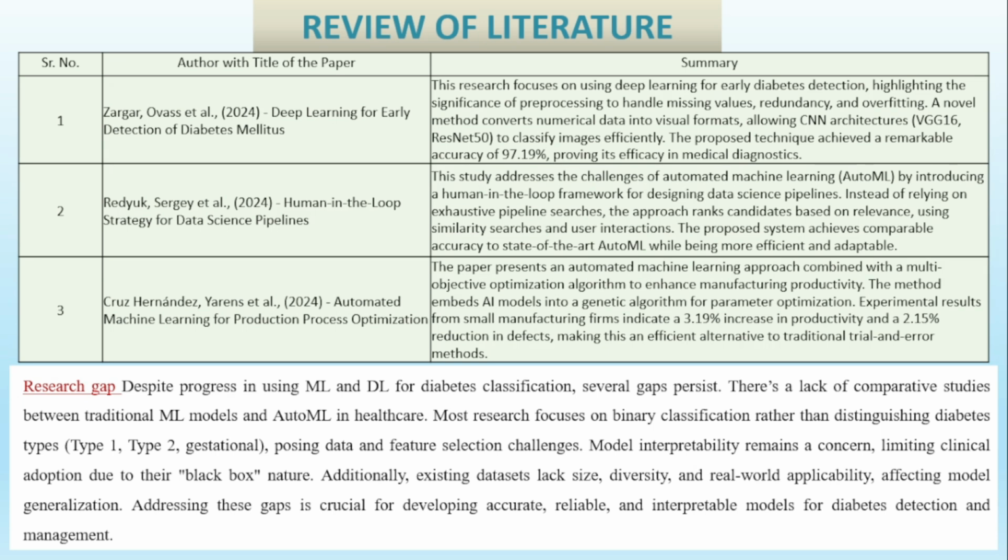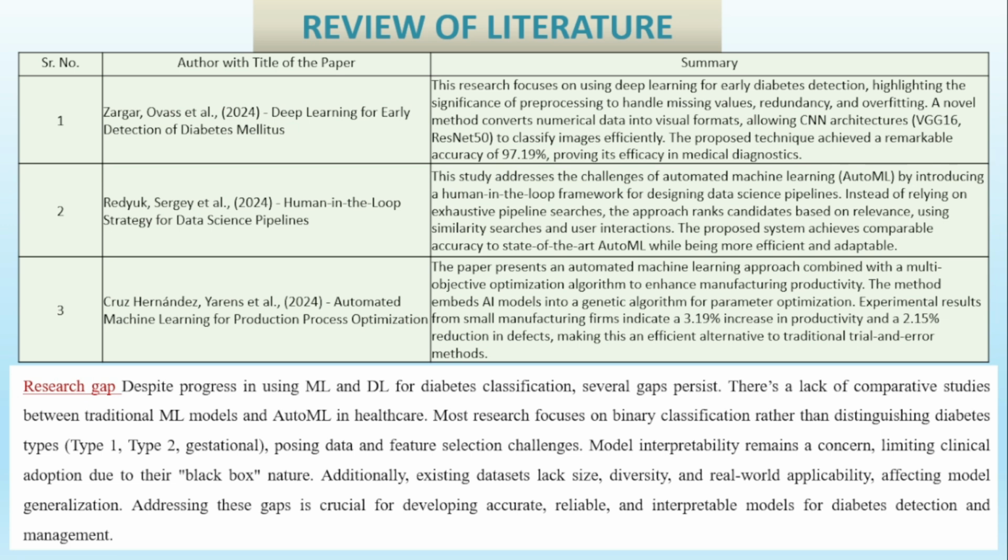Deep learning for early detection of diabetes mellitus. Now, human in the loop strategy for data science pipeline, and the third one is 2024 automated machine learning. Now, the first paper, the research focuses on using deep learning for early diabetes detection, highlighting the significance of preprocessing to handle missing values. The second one is a study that addresses the challenges of automated machine learning, introducing a human in the loop framework for designing data science pipelines instead of relying on a similarity of that project.